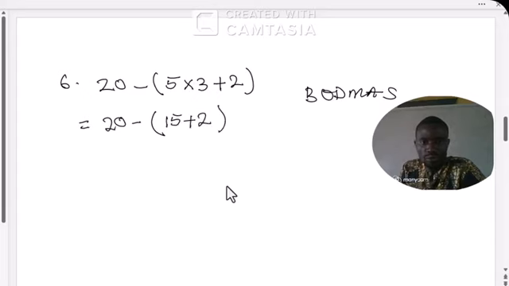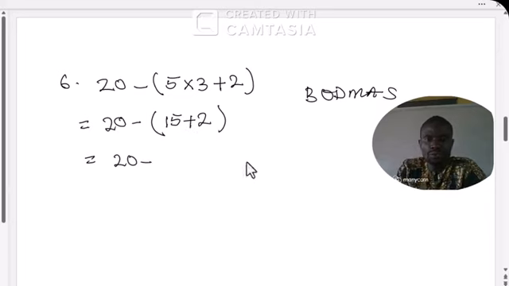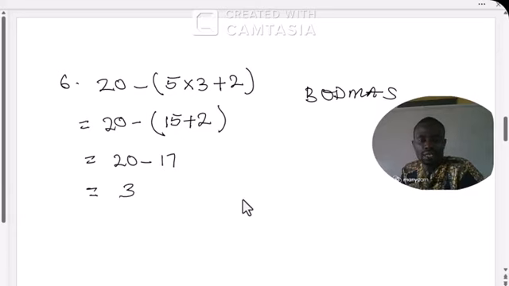We are still on bracket because you have not yet removed the bracket. Go to 20 minus. So 15 plus 2 will give you 17. And when you subtract 17 from 20, you are going to get 3. So that is how to go about it.